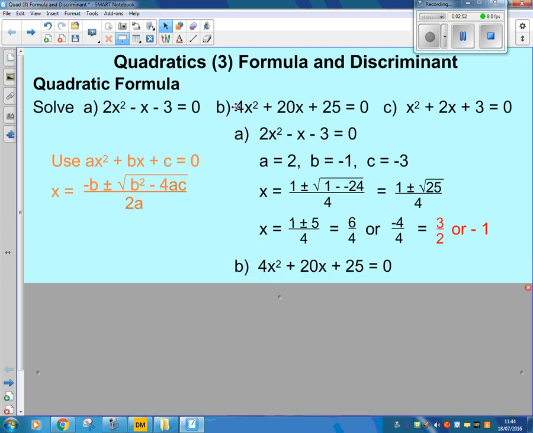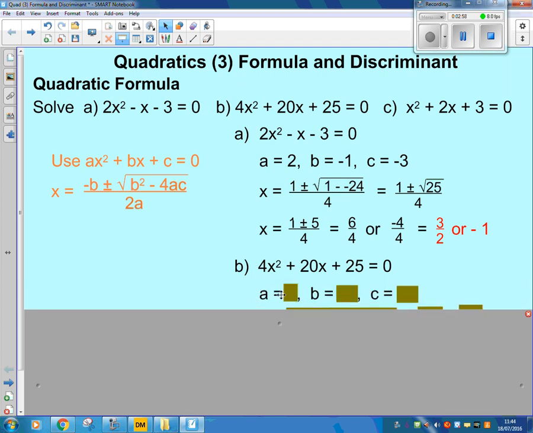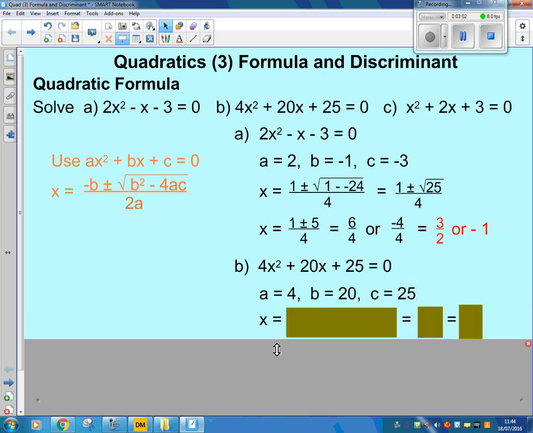Next one, 4x squared plus 20x plus 25 is 0. Right, this time a, b and c are really easy. A is 4, b is 20, c is 25. X is equal to minus b, minus 20. B squared, 20 times itself, is 400. 4ac, 4 times 4 times 25, well 4 times 25 is 100, so 4 times 4 times 25 is 400. 2a, 2 4s are 8.